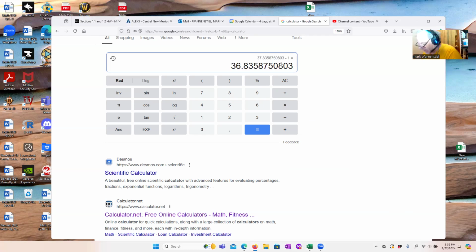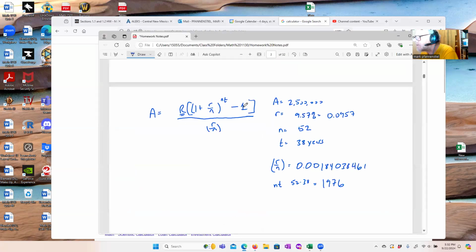We're going to write this number down. I'm going to write it down in two places because I've got a little pad of paper next to me, and I'm trying to show along with you guys for the ride here. So I got 36.8358750803. That's this whole top part here.